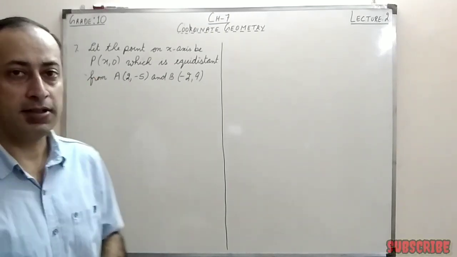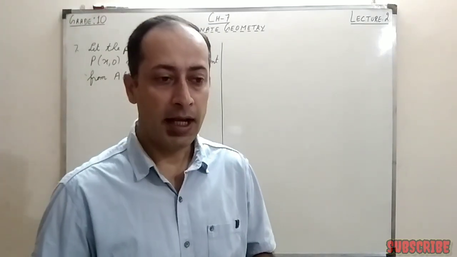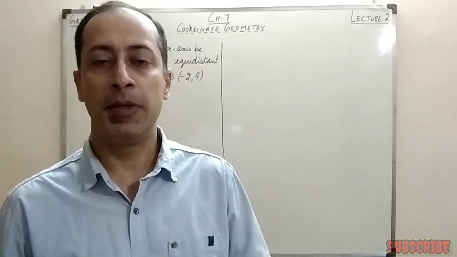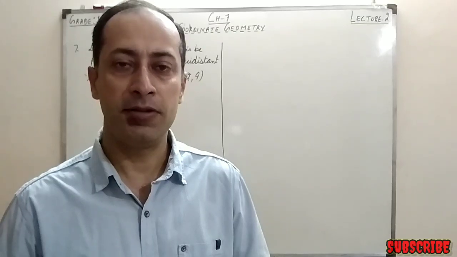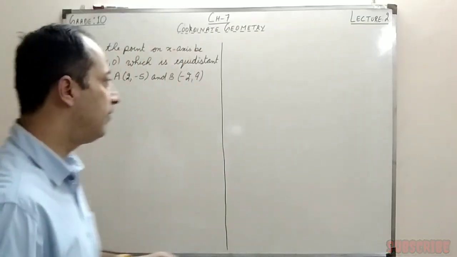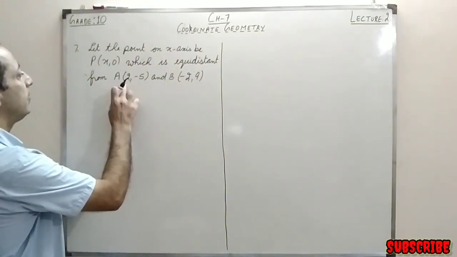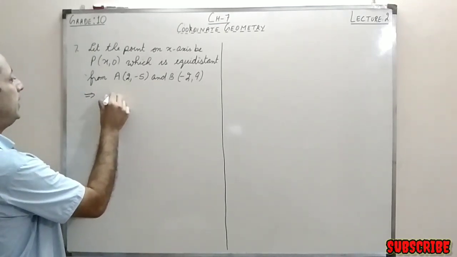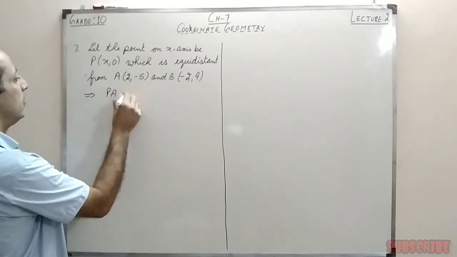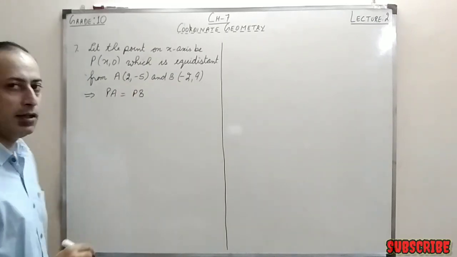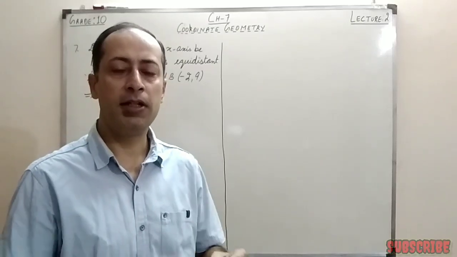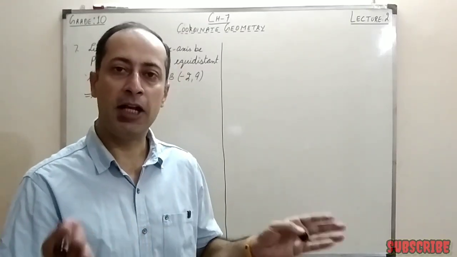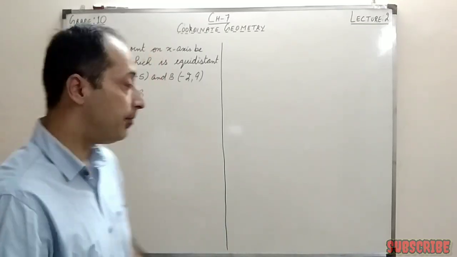There is a point on the x-axis, and we have discussed in the beginning that any point on the x-axis is written in the form (x, 0), because the ordinate of that point is always 0, right? Now, this point is equidistant from A and B. This means that PA is equal to PB, right? According to the distance formula, the distance of P from A and the distance of P from B is equal. So that is why we have kept it equal.